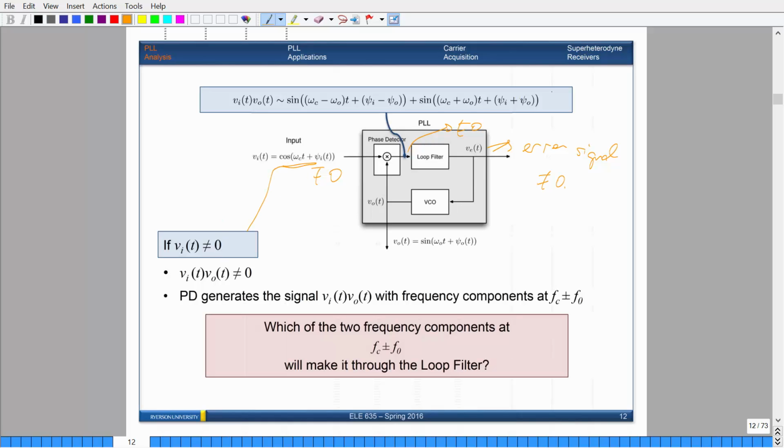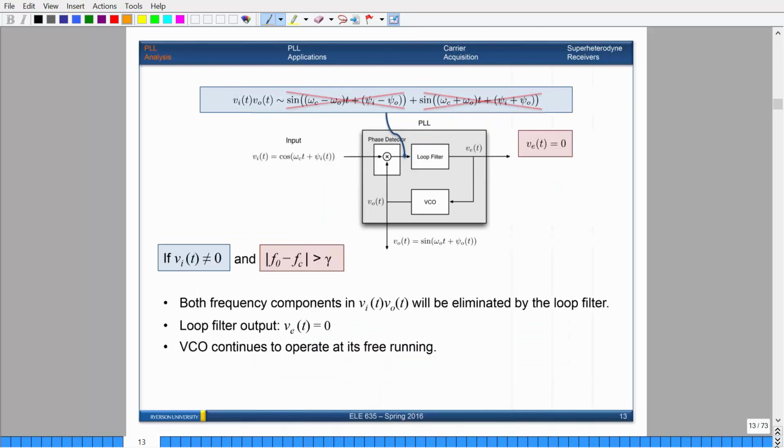Let's say it's actually equal to some cosine wave. Okay, so what'll happen now is that this relationship will hold. We have this relationship here. So what's going to happen is that we have two frequency components centered at FC minus F0 and FC plus F0. So there's two of them. Okay, so we have some filter here that's going to filter out some frequency components at this point. So which one of these is going to make it through the loop filter? Well, if you remember, this is a low-pass filter, right? So one of these is going to make it, and one of these won't. And we'll actually figure out what that'll be.